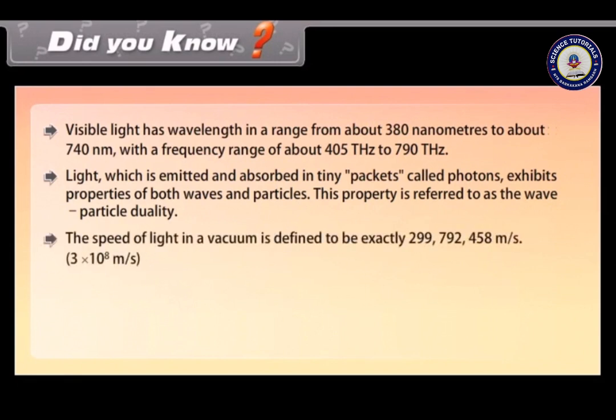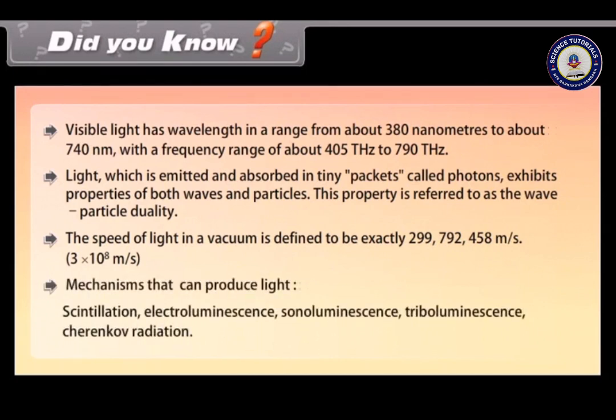The speed of light in a vacuum is defined to be exactly 299,792,458 meters per second, that is 3 × 10^8 meters per second. Mechanisms that can produce light: scintillation, electroluminescence, sonoluminescence, triboluminescence, Cherenkov radiation.